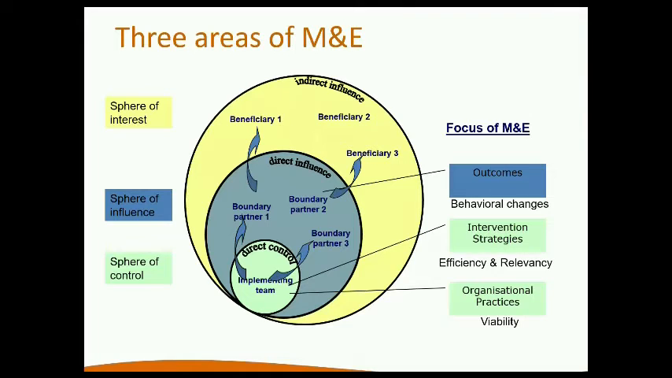And it organizes this in what we call the spheres of interest, influence, and control. And that helps us really think about where, as a project or a program, we have some control and where we don't have control, and where we have direct influence and where we have indirect influence as well.